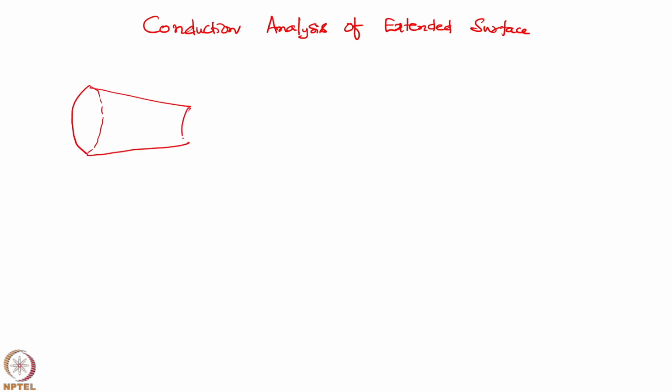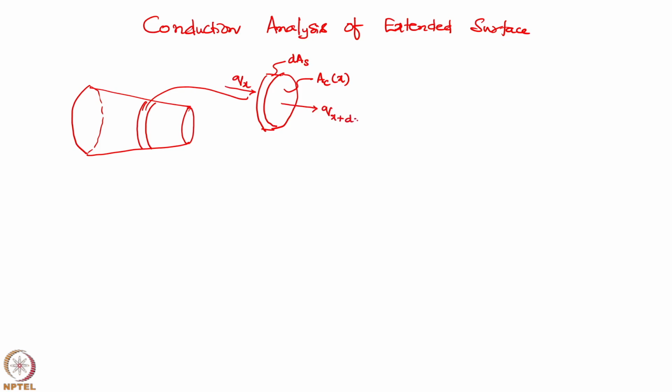and this is the area, and I consider an elemental area, this is the element I am considering. If I blow up that elemental area, it looks something like this. The elemental area has cross sectional area Acx, and this has surface area dAs. The heat entering is Qx, and the heat conducted out is Qx plus dx.